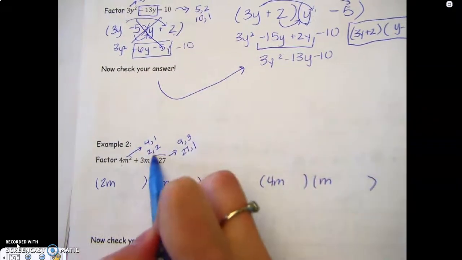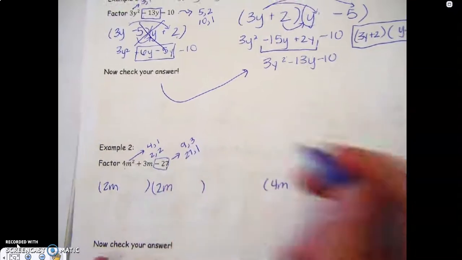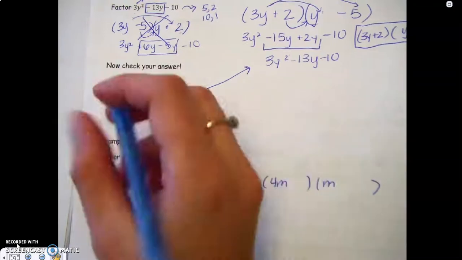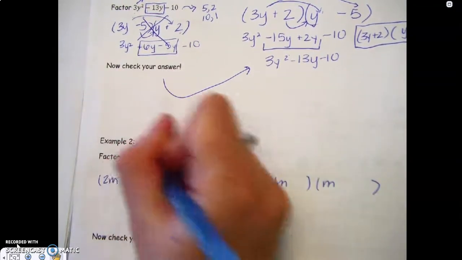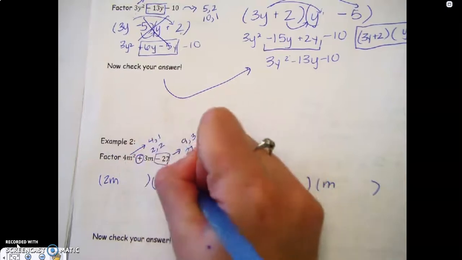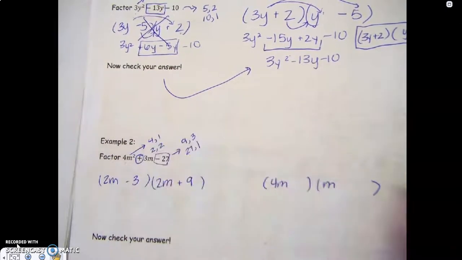Because this is negative, my C value is negative, I know that one of my numbers has to be negative. So now I might just try to guess and check. This is positive, so I know the bigger number has to be positive. So if I put 9 here and maybe negative 3, I'm going to try it out.